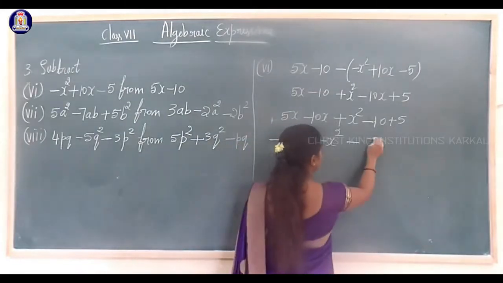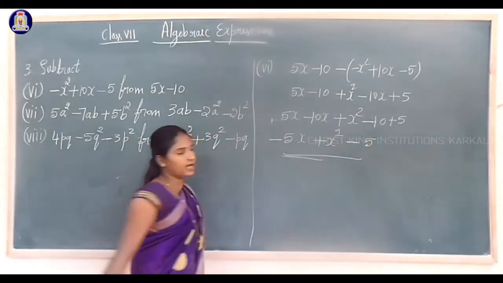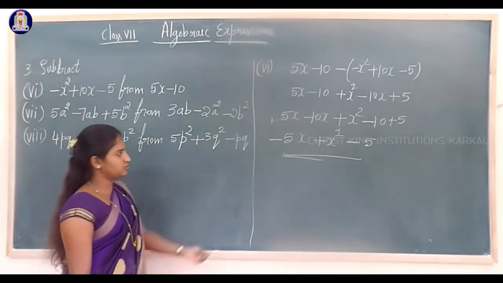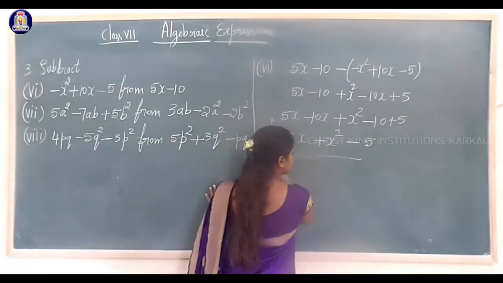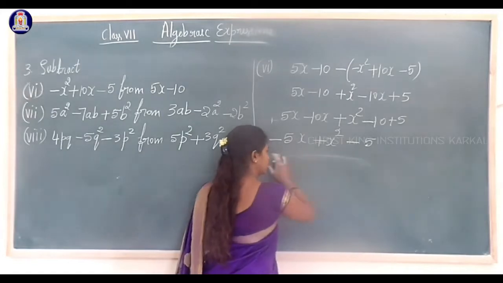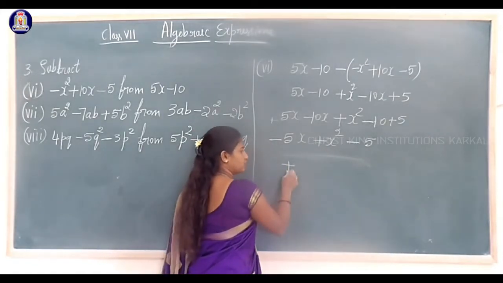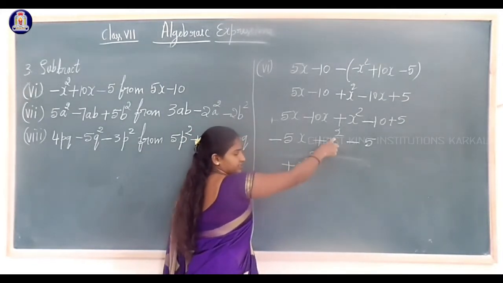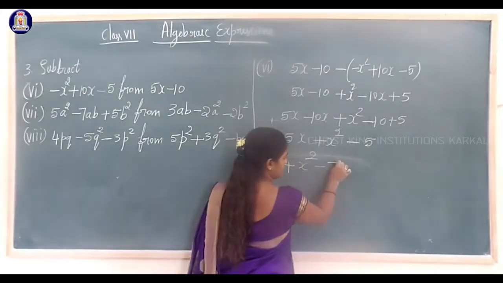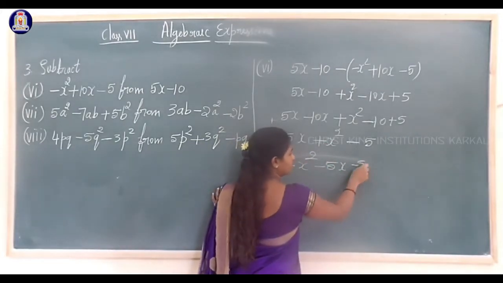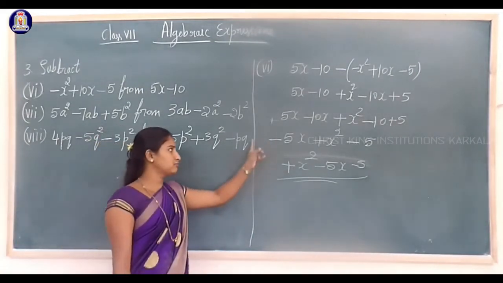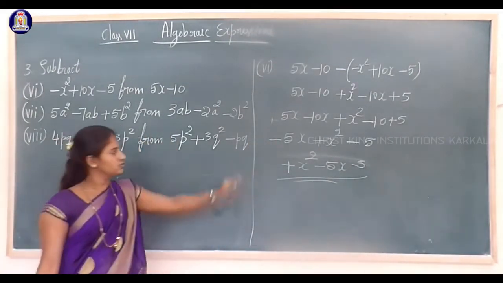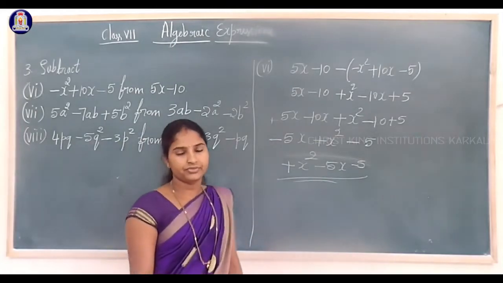That is minus 5. So this is the answer. Clear? So I said you should not keep any negative sign first. In that case, you can just rearrange this. First you can write x square, next you can write minus 5x minus 5. Like this you can write. Or else you can multiply by the minus sign, so you get the plus. Okay.